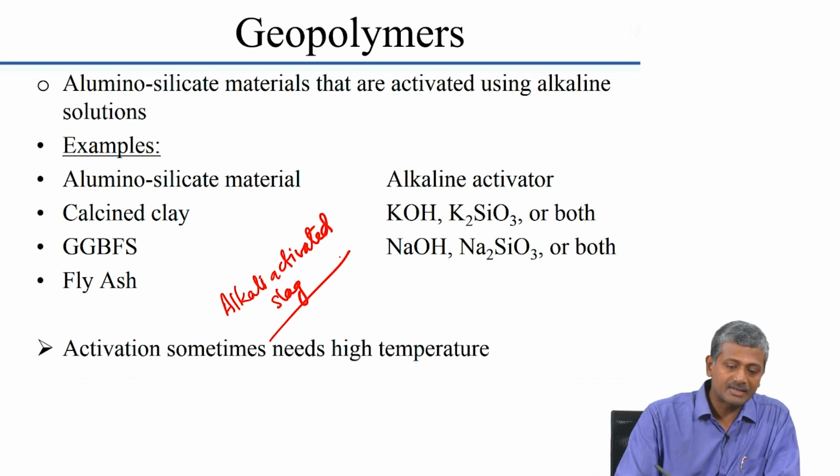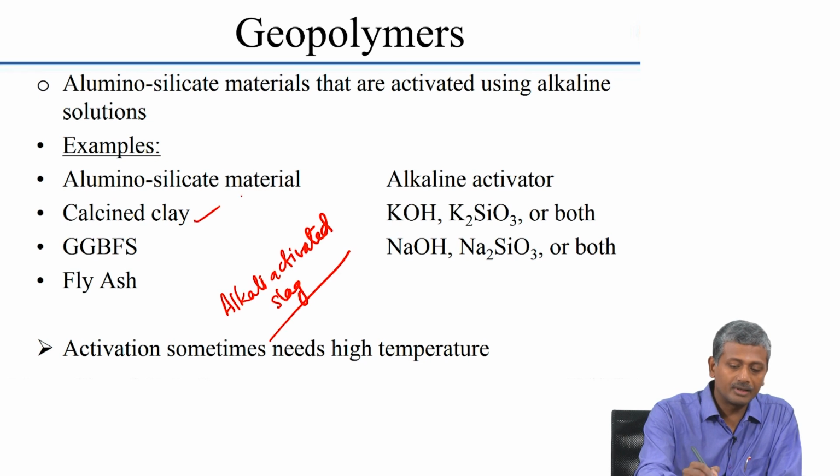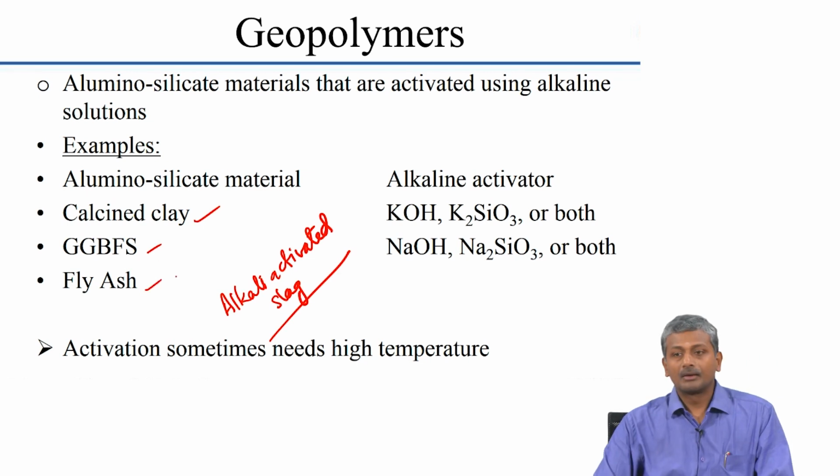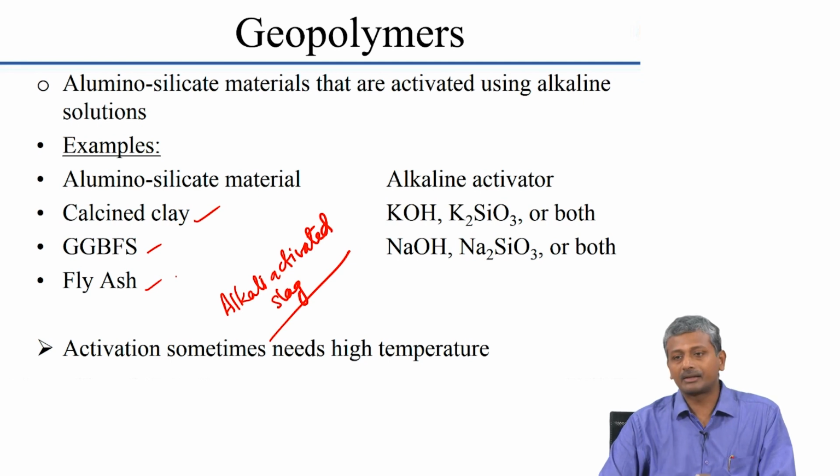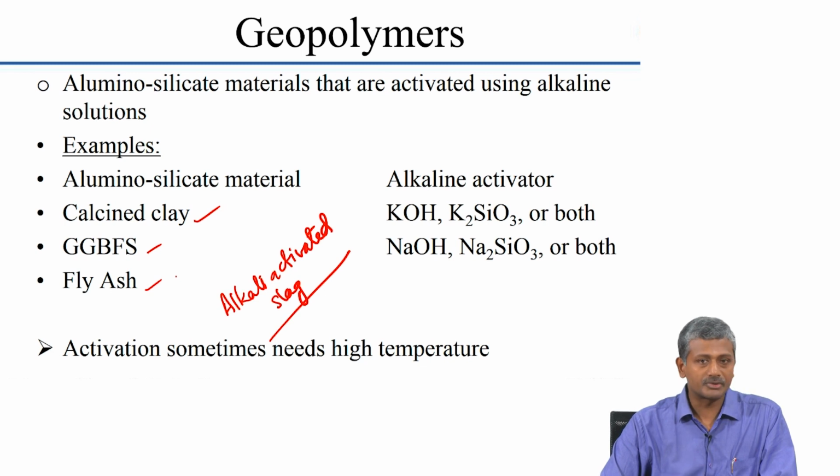So, you have examples of aluminosilicate materials like calcined clay, slag and fly ash, but we generally exclude slag from geopolymers because we simply call it as alkali activated slag. When we look at calcined clay or fly ash, we call it geopolymer because there is some level of polymerization that is actually going on.